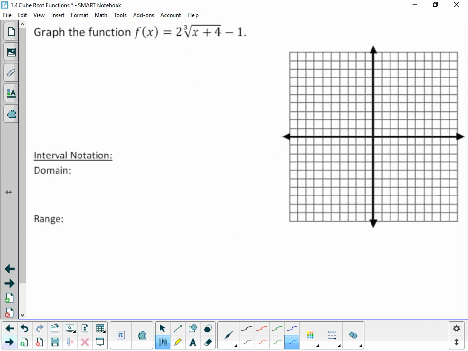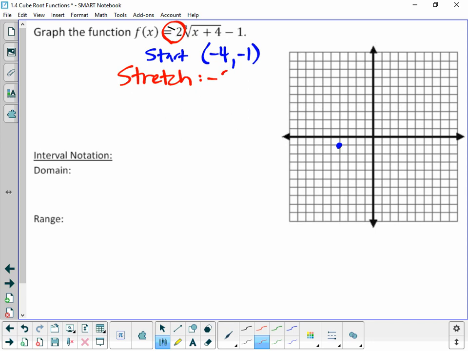Hey, one more, and we're going to change this function just a little bit. I want to show you what happens if that stretch is a negative number. So we're going to slip a little negative sign in so that it's -2 times the cube root of x plus 4, minus 1. So our starting point as we graph this is going to be at (-4, -1). That would be right here. And we have a stretch of -2. Again, that's because I did add that negative because I want to show you how a negative stretch would work.